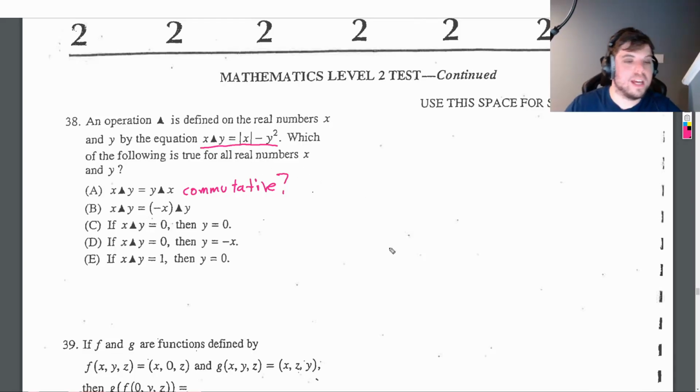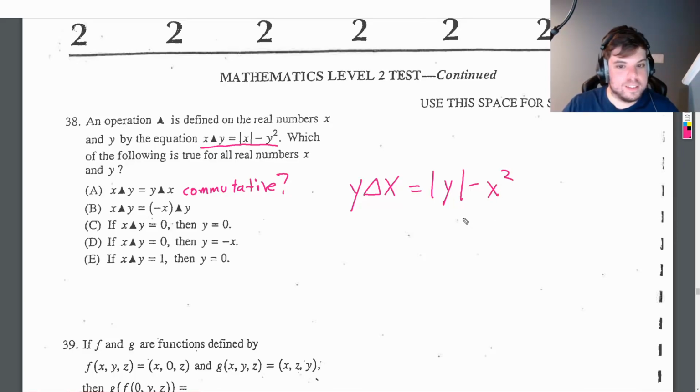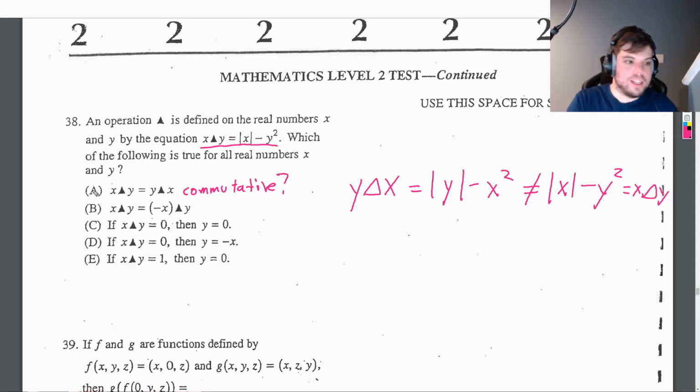X triangle y is the absolute value of x minus y squared. Y triangle x is equal to the absolute value of y minus x squared. That does not equal the absolute value of x minus y squared, which is x triangle y. In general, this is absolutely not true, so it is not a commutative operation. Okay, let's look at the second one.